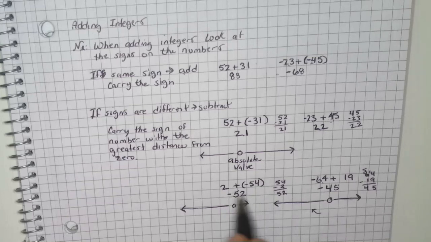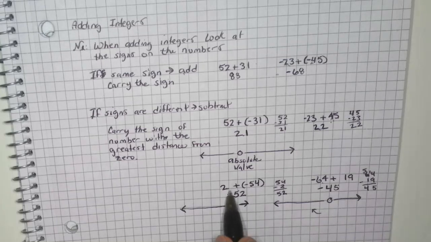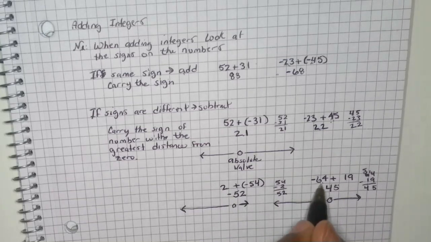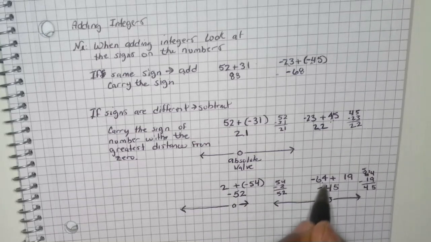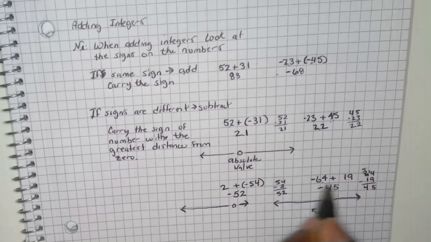That's a negative amount. So anytime one outweighs the other, that's the sign it's going to take. Whoever has the larger absolute value. Negative 54 has a larger absolute value than 2. So you take its sign. And 64 and 19, we subtract. 64 has a larger absolute value than 19 because it is farther away from 0 than 19. So you take its sign.